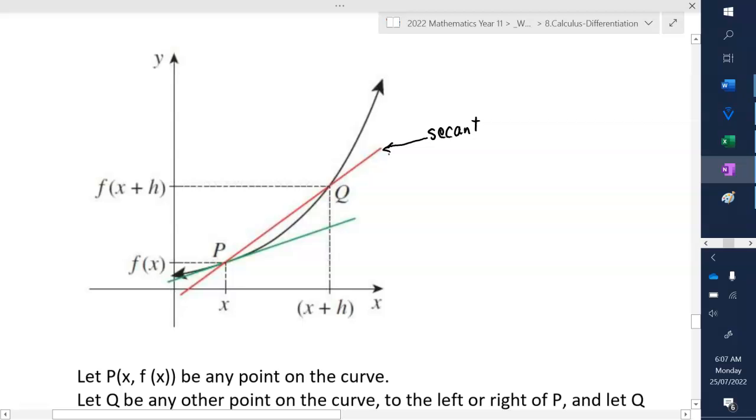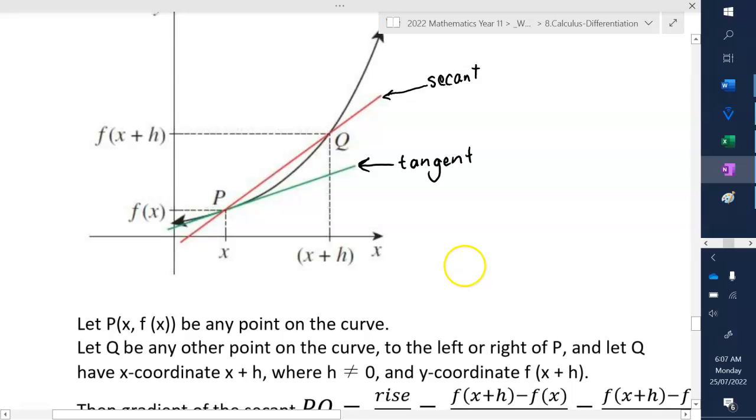And what we're wanting to find, our first principles rule, what we're going to use that for, is to find the gradient of the tangent at P. But we're going to start off with a secant, and we're going to get down to the tangent. Okay, so let's define what our points are. We've got our point P here, and it has our x and y coordinates. Remember, our x coordinate is just, we're going to call it x, and our y coordinate is f of x. Okay, so x, f of x is what we're going to call point P.